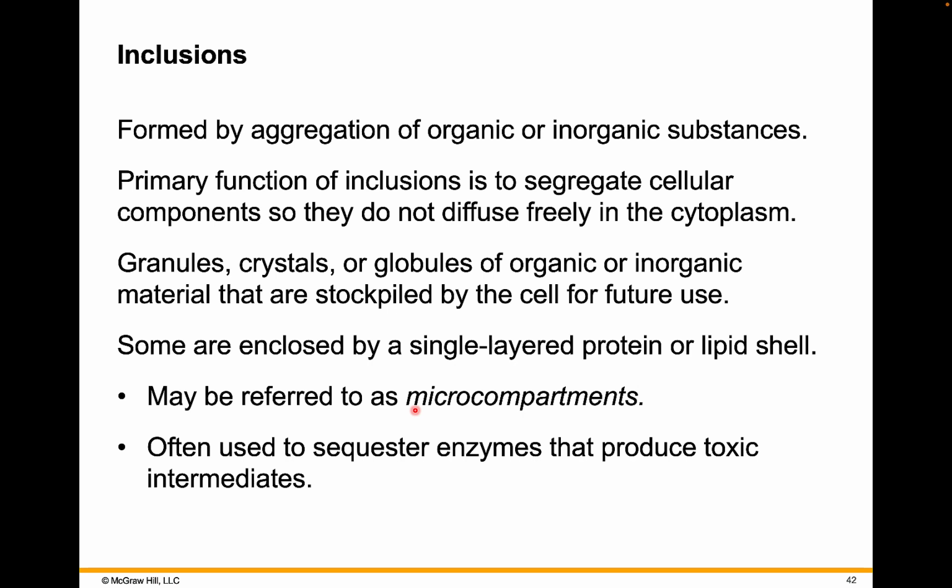On the other hand, these inclusions are formed by the aggregation of organic and inorganic substances, and the primary function is to segregate cellular components so they do not diffuse freely into the cytoplasm. And there are many different types of granules, crystals, and globules of organic and inorganic material stockpiled for the cell for future use. Very common among them is glycogen. Then you have the polyhydroxyalkanoates, and the most common of these is polyhydroxybutyrate.